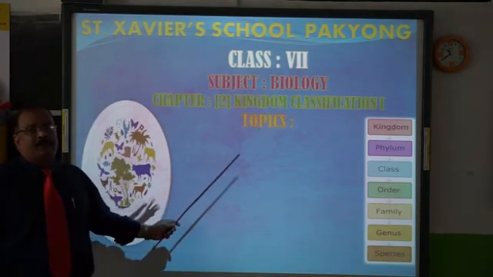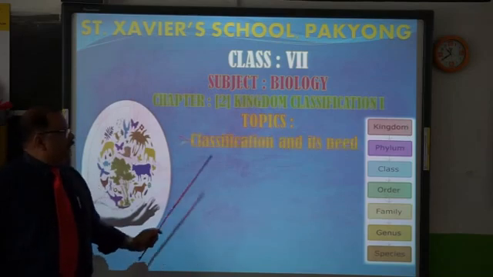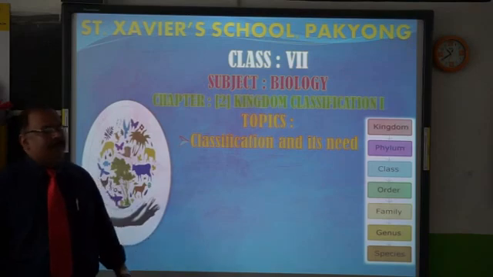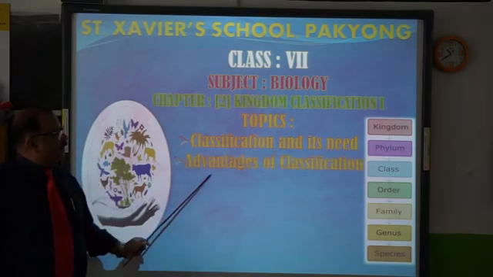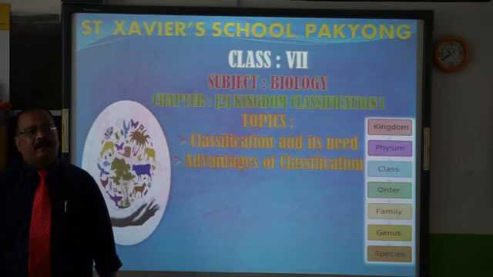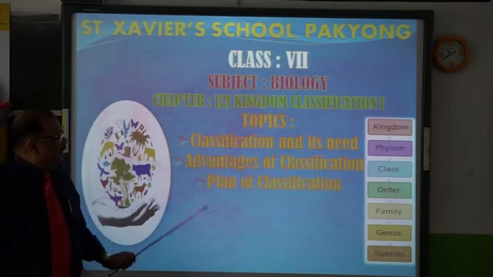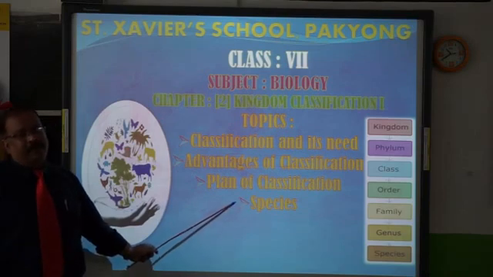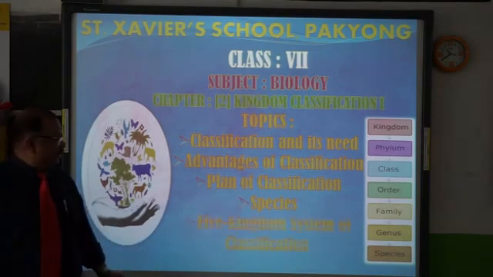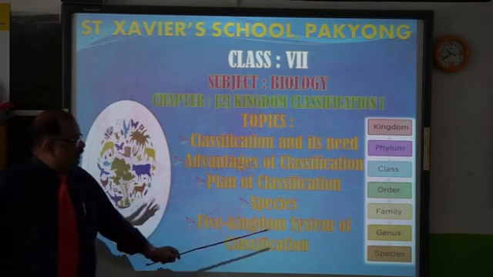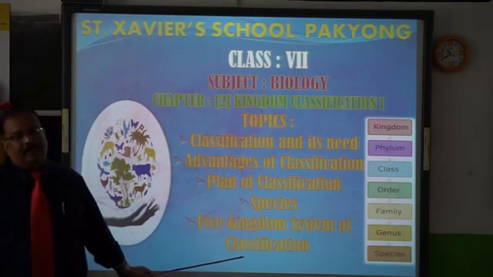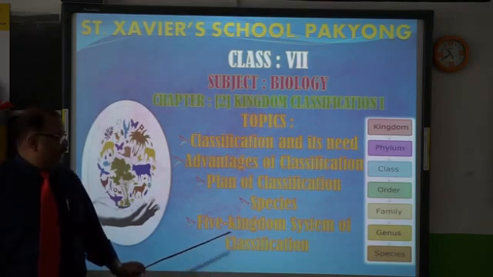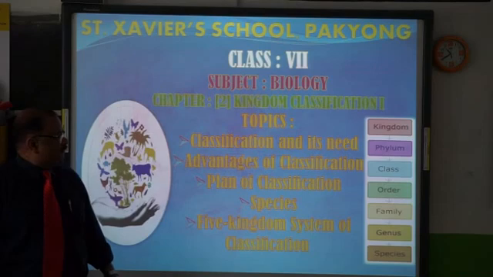Now the topics which we are going to cover in this video are: the first one is classification and its need. The second one is what are the advantages of classification. Third one, plan of classification, and then something about species, what is a species, and then the 5 kingdom system of classification, how we classify the various organisms into the 5 kingdom system.